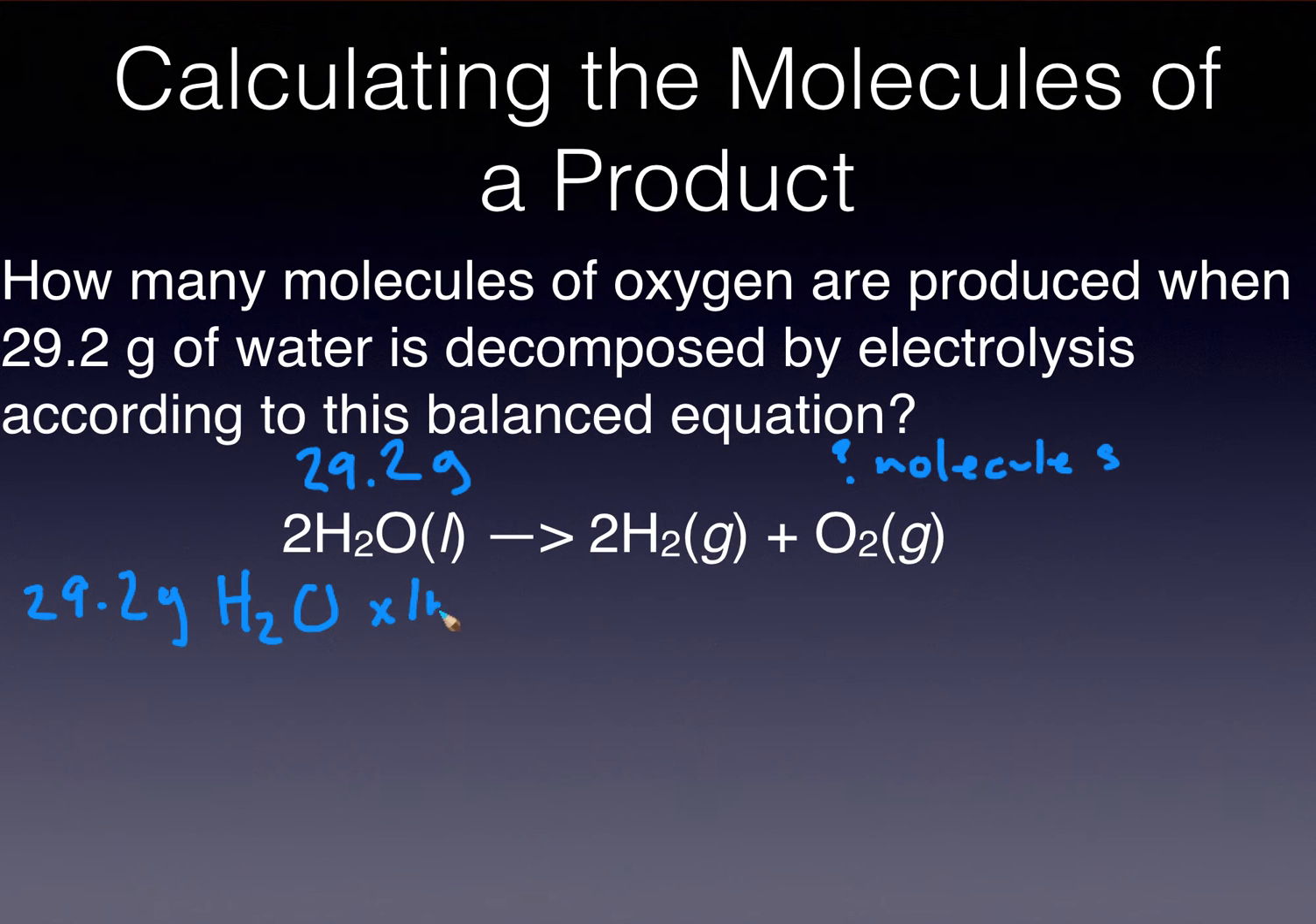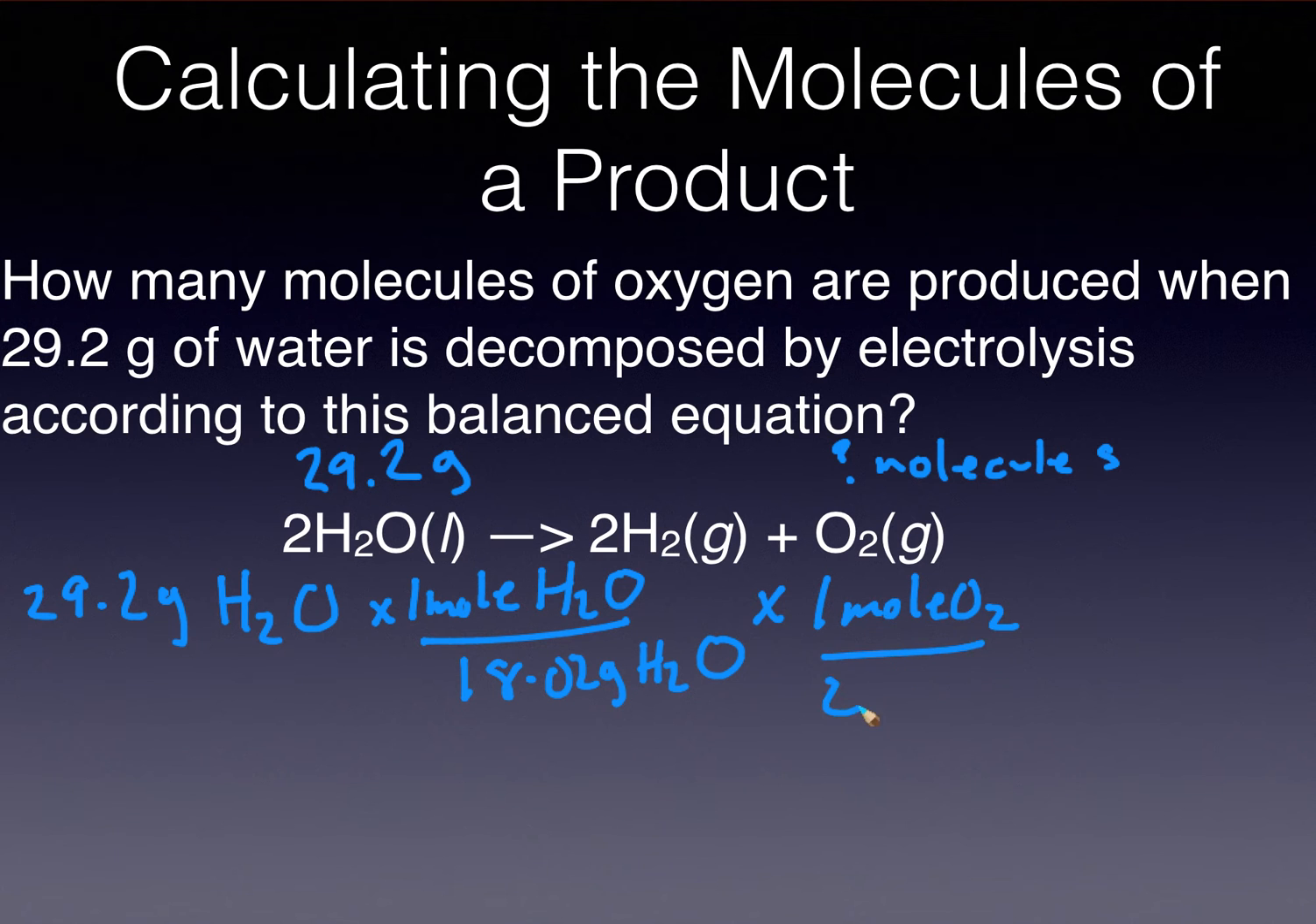So times 1 mole of H2O all over 18.02 grams of H2O. Now, we're at our easy pass station. We're ready to go over our bridge, use our mole ratio. So we have times 1 mole of O2 all over 2 moles of H2O. And you're thinking, where do I get these numbers from? I get these from our balanced chemical equation.